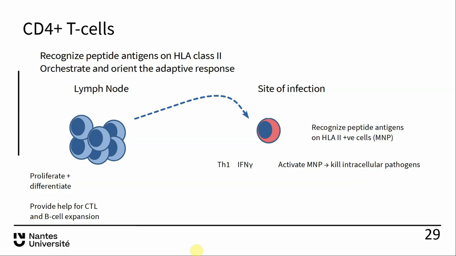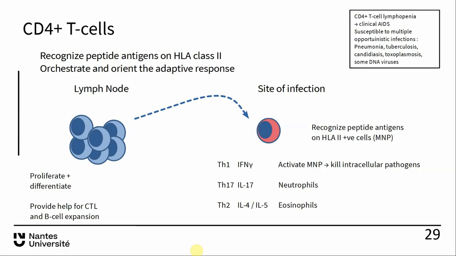So Th1 differentiated T cells, their big effector molecule is interferon gamma, so that will activate the mononuclear phagocytes and give them the ability to kill intracellular pathogens. Th17 T cells, their big favorite cytokine is IL-17, which will activate neutrophils. Th2 effector T cells secrete IL-4, IL-5, and activate eosinophils.